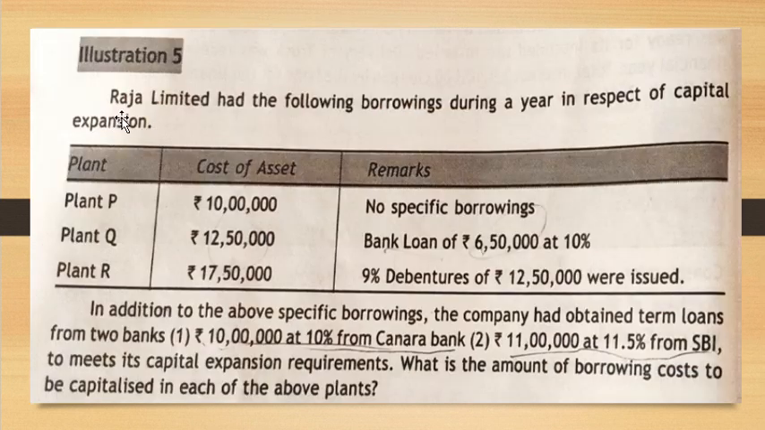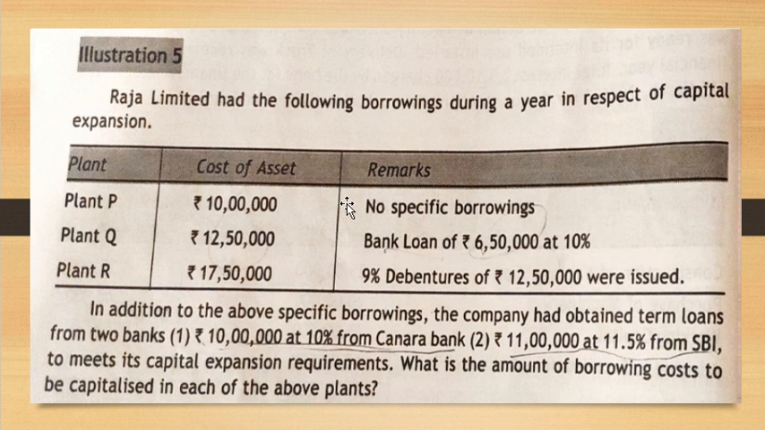In this problem, illustration 5, Raja Limited had the following borrowings during a year in respect of capital expansion. He has taken borrowings for capital expansion. There are plants P, Q and R. The cost of the assets is 10 lakh, 12 lakh 50,000 and 17 lakh 50,000. This is the cost of the assets for plants P, Q and R.